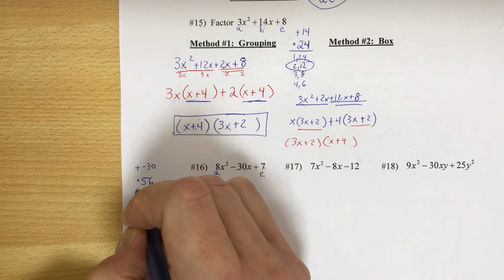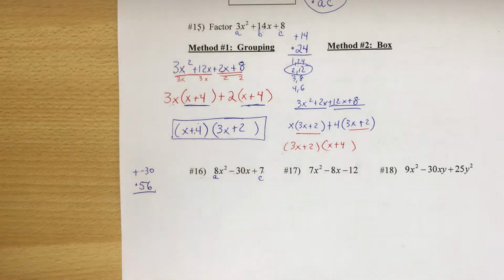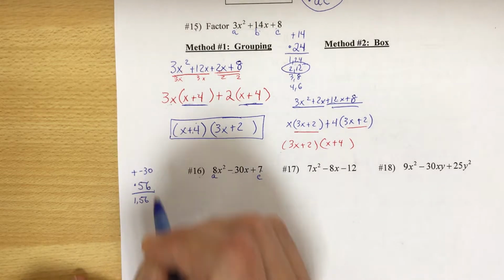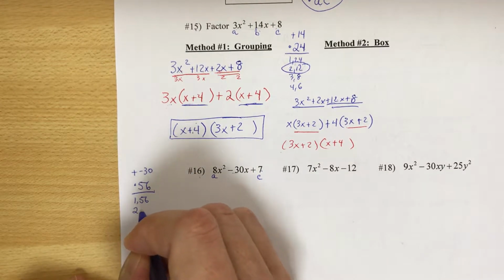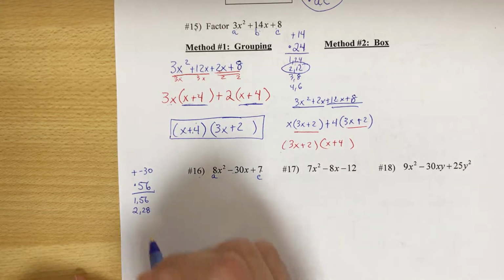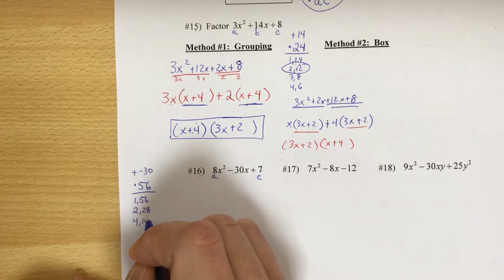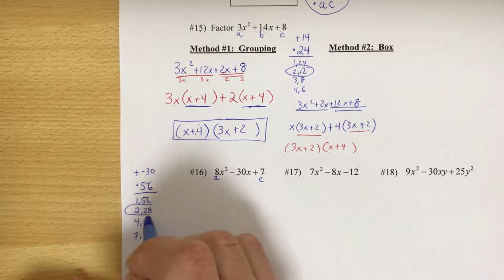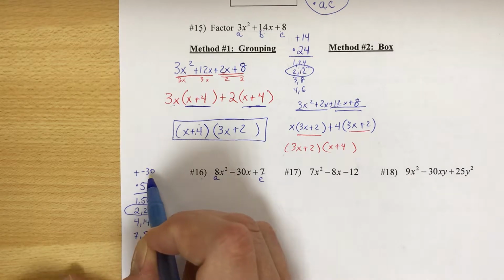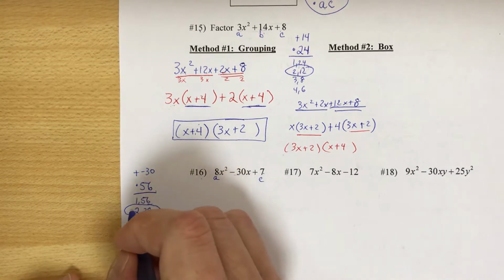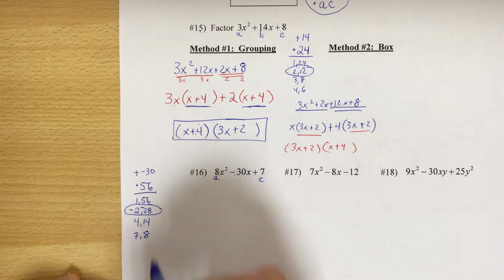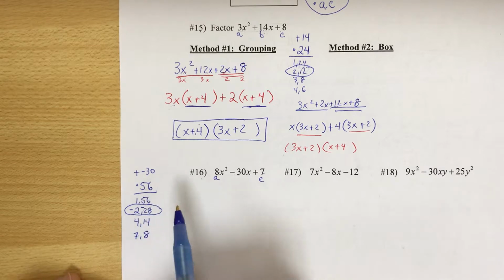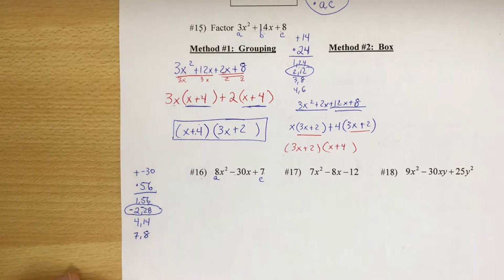So what multiplies to 56 and adds up to negative 30? Well, let's see. 1 times 56, but that doesn't add up to negative 30. 2 times 28. 4 times 14, 7 times 8. But you may have already noticed, hey, 2 and 28 adds up to positive 30. So to make it negative 30, we could do negative, negative. And that fits because a negative times a negative is still a positive. Okay, so there's our combination.